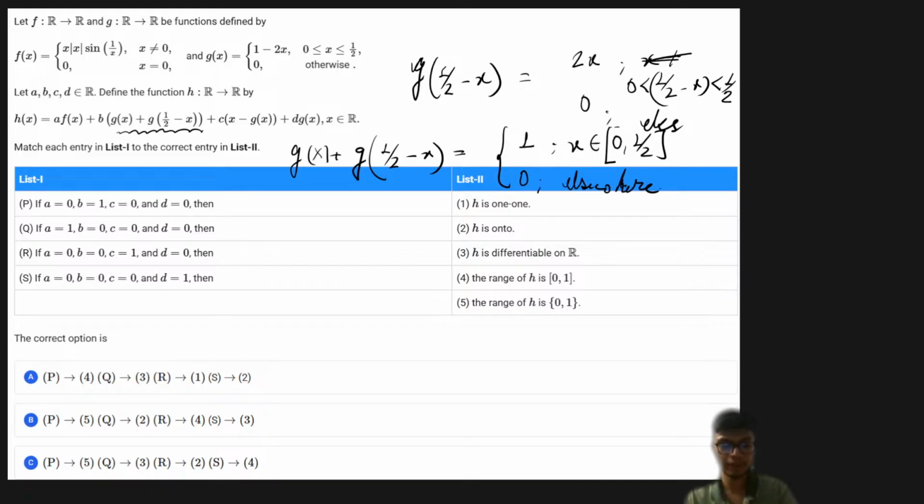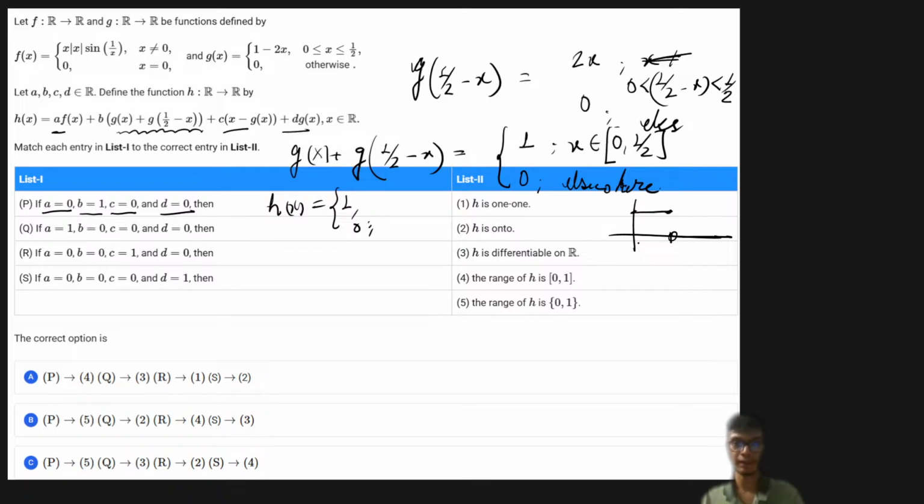Okay, now if you look at the first option over here, if a equal to 0, b equal to 1, c equal to 0, and d equal to 0. So if you have a equal to 0, c equal to 0, and d equal to 0, only b equal to 1, then in that case your h of x is equal to 1 for x belonging to 0 and 1 by 2, and is equal to 0 for other points, right? So in this case your function is going to be looking like a step function. So in between 0 and 1, it is like this, and elsewhere it is always 0.